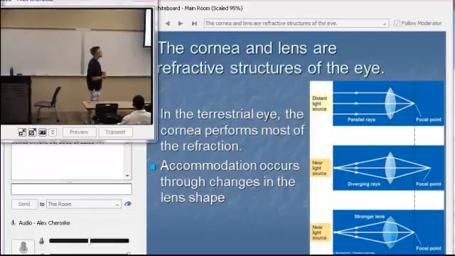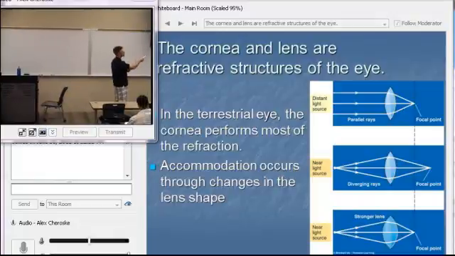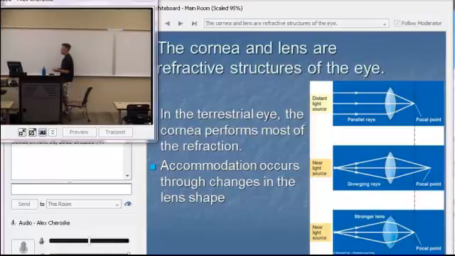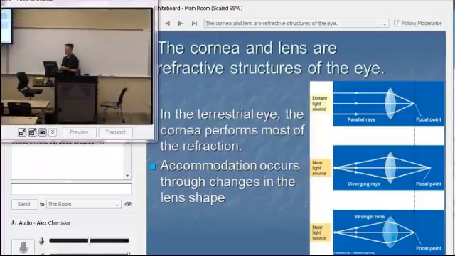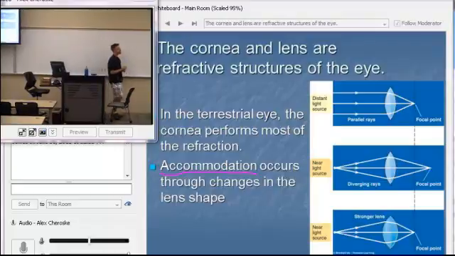And so by changing the shape of the lens, if you look to the right of that image there where the lens is, by making it skinnier or fatter, it changes that focal point. Okay? So it depends on whether we are trying to focus something up close or far away, but we want to make sure that we have a nice clear image back on the retina there. And so that change in shape that the lens undergoes is called accommodation.